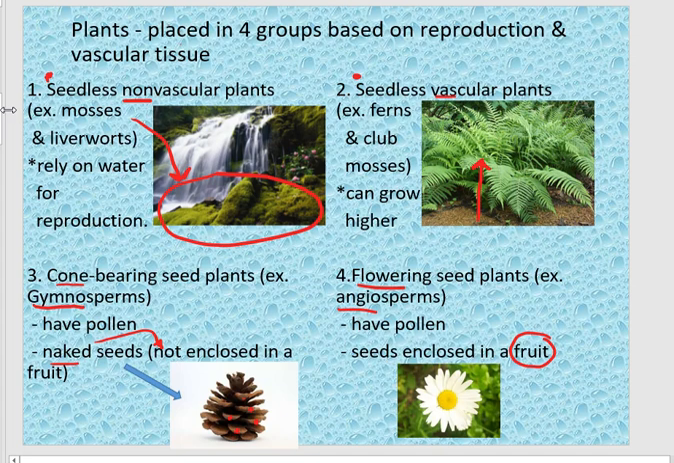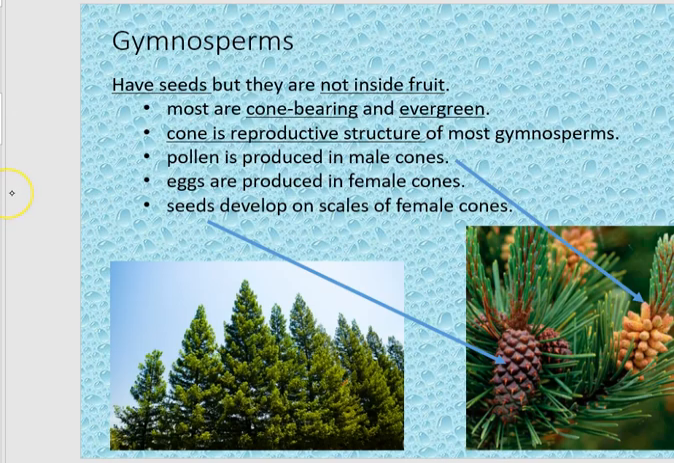So a little more about gymnosperms. They have seeds that are not inside of a fruit. We have our pine tree here, our pine cone. You can see the little red dots on the outside of the pine cone. Those are the actual seeds, the egg cells of the tree, of this plant.